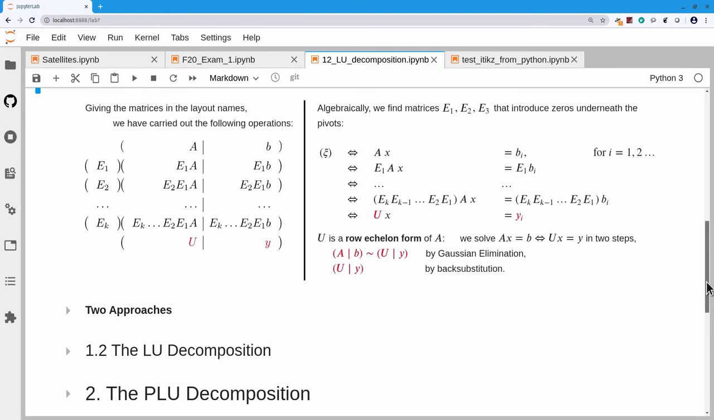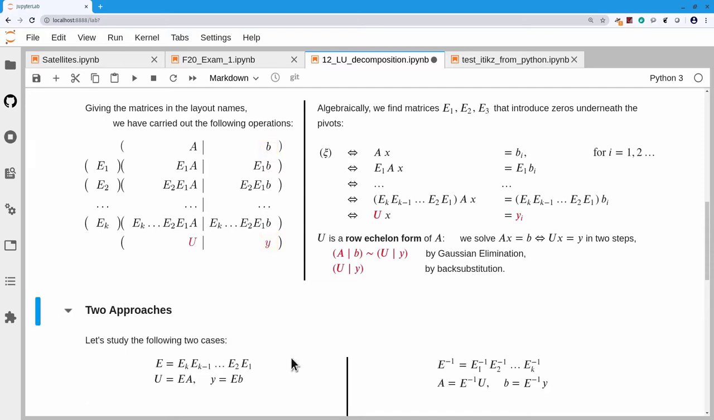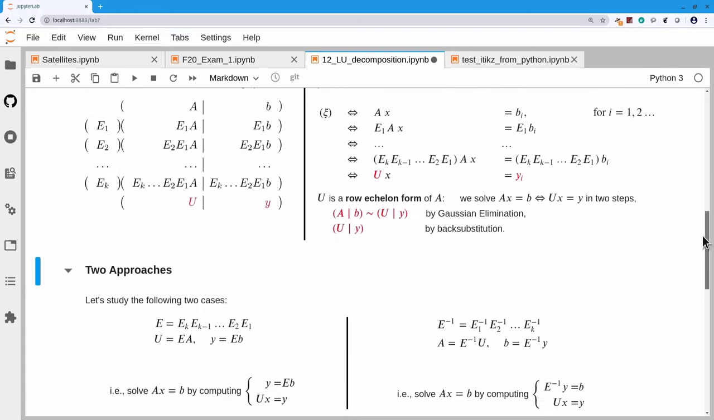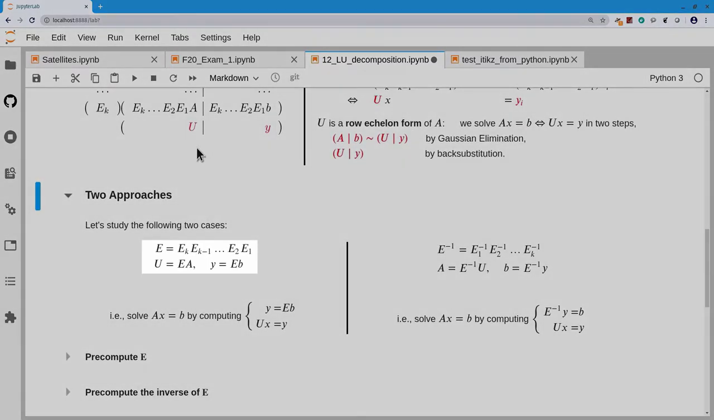Now, let's try and modify this a little bit. The idea is, could we go directly from B to Y? And there are two approaches that come to mind. The first one is to simply keep track of that product of the E matrices. So let's call that capital E. So E is the product of all the matrices that we're applying to both A and B.